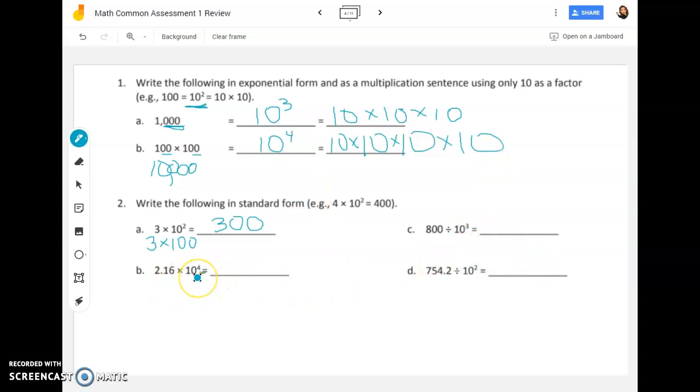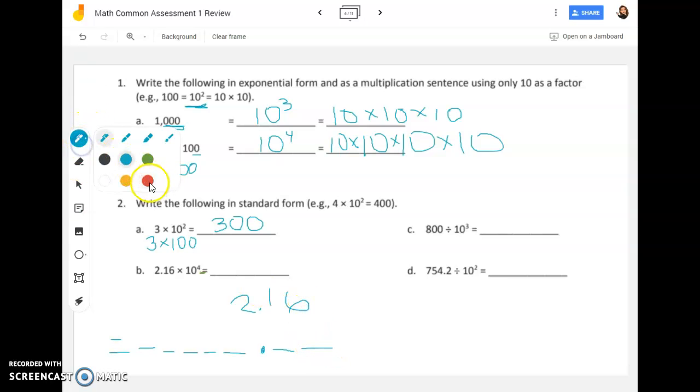Right here we have our exponent of 4, so I want you to think about making everything right here 4 times bigger, making it 4 place value spaces bigger. So we have 2.16, but we want to take all those places and move them so that they become 4 times larger. So my 6 was right here in the 10th place, but we're going to take it and move it 4 spaces to the left to make it bigger.